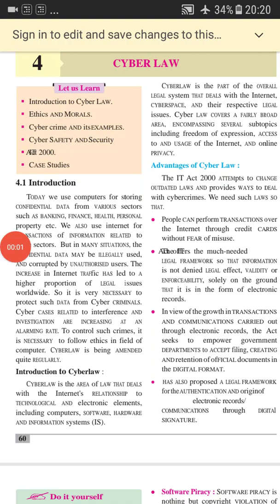Good morning, students. So let's start with the next unit, cyber law. So this is the fourth unit of IT. Now, what is cyber law and why are we studying this?